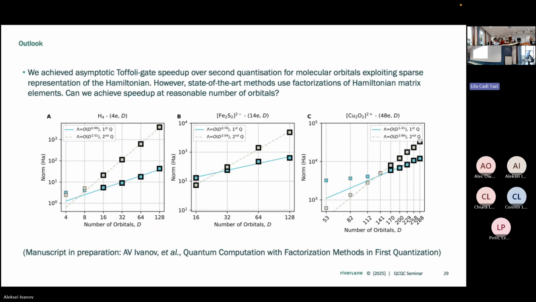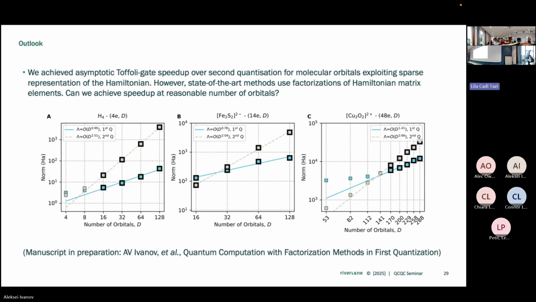So we start doing this work. And basically, we can see that the crossover now happens at a reasonable number of orbitals. In the previous example, the crossover between second quantization and first quantization was around 500 orbitals, but now it's only around 32 orbitals. So, which is quite optimistic.